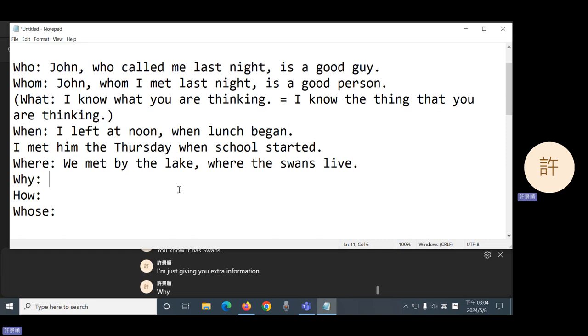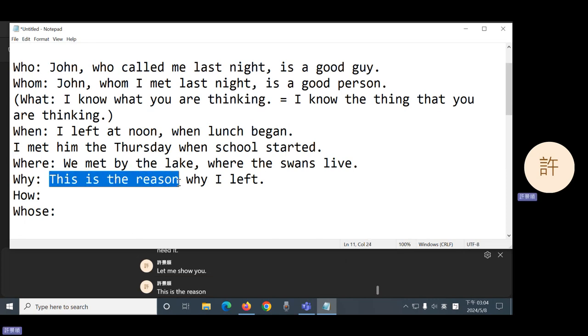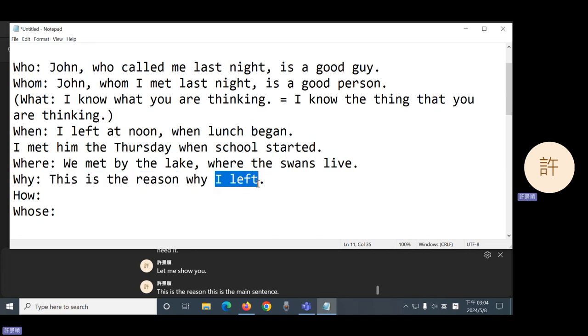Why? Why really only has one kind of relative clause, and you don't really need it. Let me show you. This is the reason. This is the main sentence. I left for this reason. So the reason and the reason are the same. You can replace the second one with the word why. But you don't really need this because you can simply say, this is why I left.